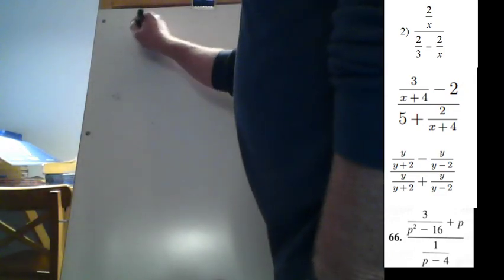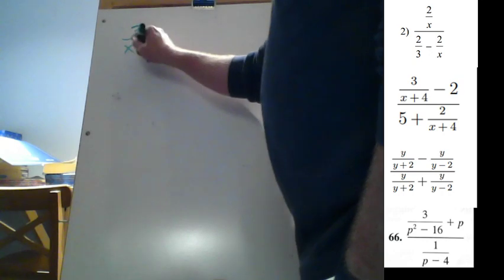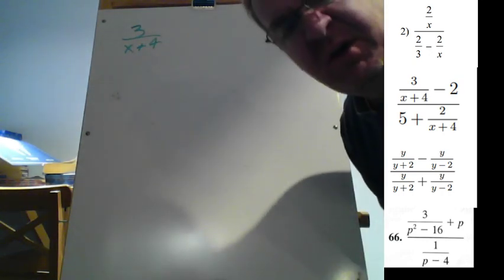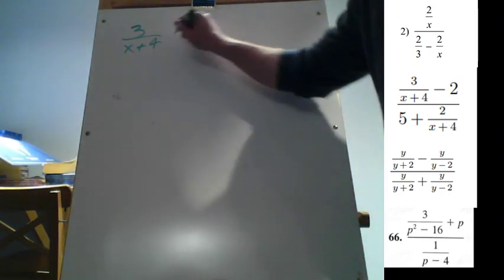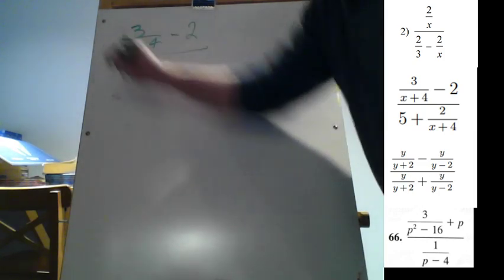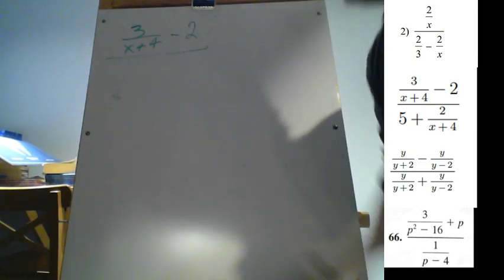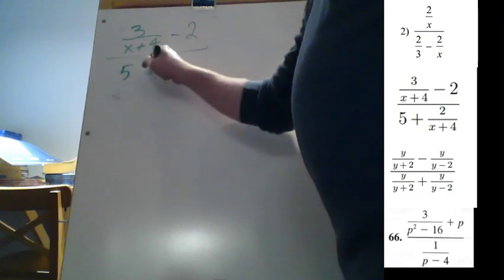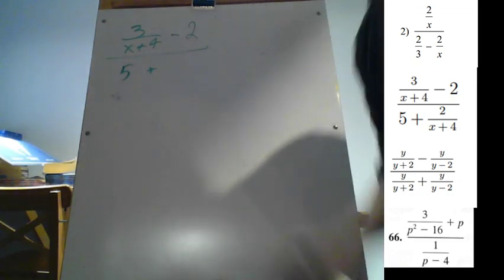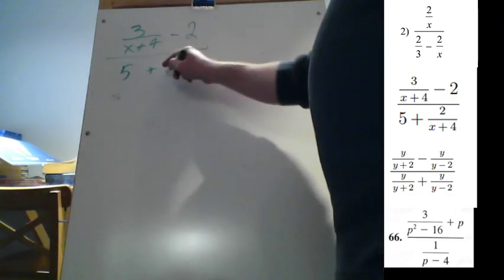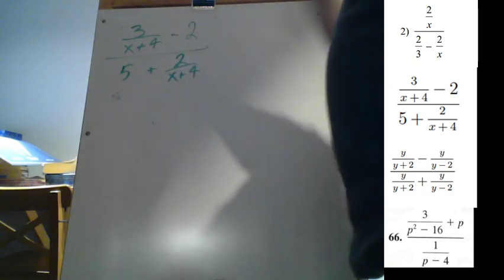Second problem, a little bit more involved. Luckily, the denominator is a little bit easier to mess with because we only have one denominator. So I have 3 over x plus 4 minus a big 2 over 5 plus 2 over x plus 4.